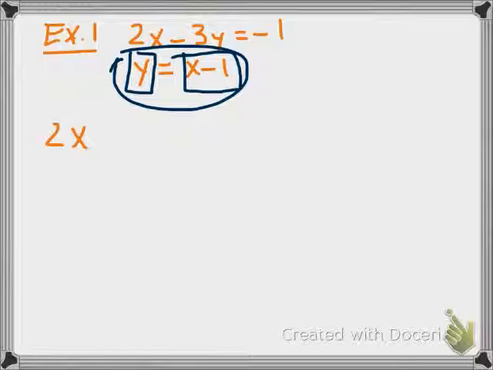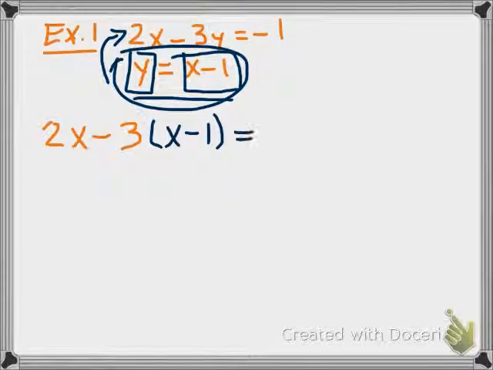So I'm going to go ahead and write down now the new equation, 2x minus 3. But instead of putting y, I'm going to substitute with whatever y is here, which in this case is x minus 1. And that right there is still equal to 1. So I'm going to go ahead and do the math. 2x, negative 3 times x is negative 3x. Negative 3 times a negative 1, it's a plus 3. And that right there is equal to a negative 1.